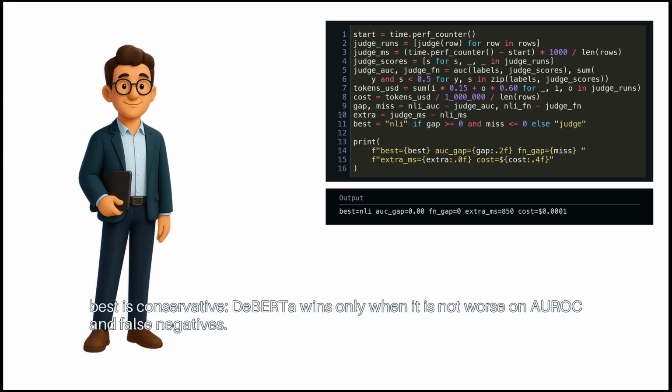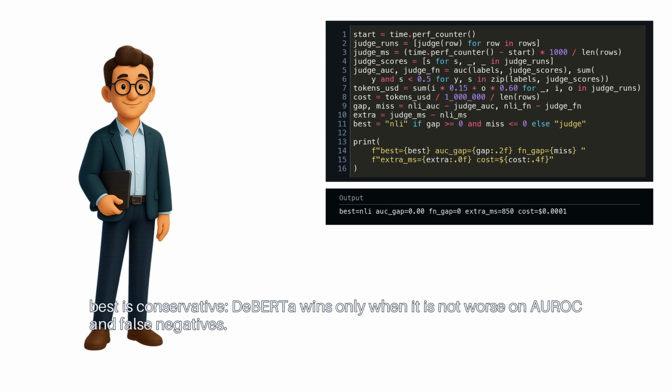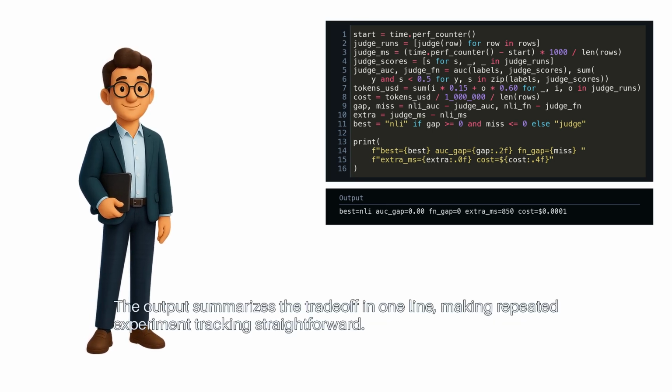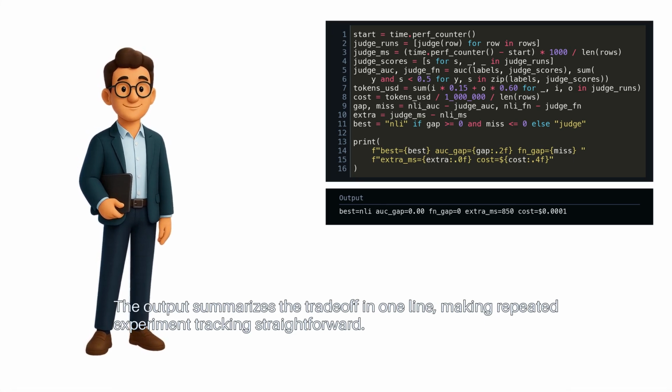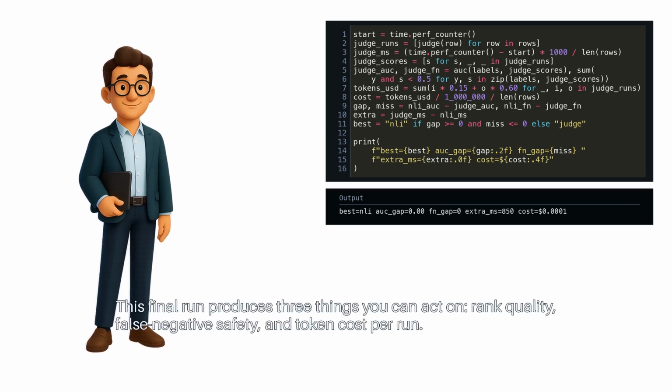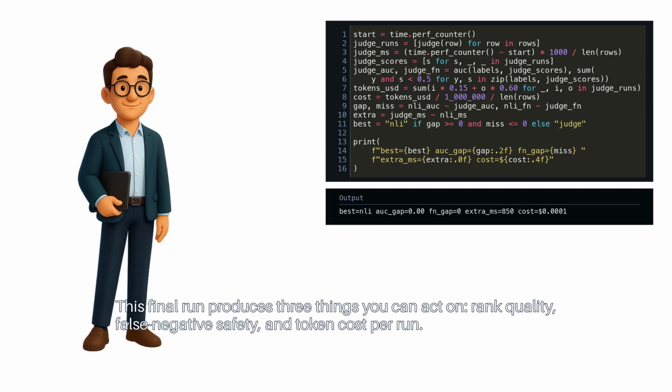Best is conservative. DeBERTa wins only when it is not worse on AUROC and false negatives. The output summarizes the trade-off in one line, making repeated experiment tracking straightforward. This final run produces 3 things you can act on: rank quality, false negative safety, and token cost per run.